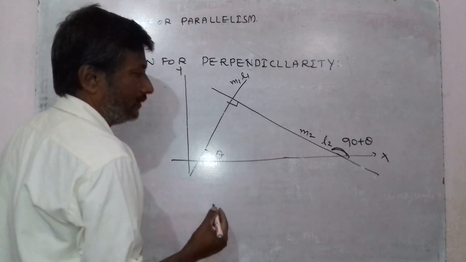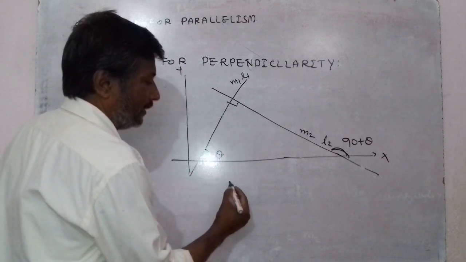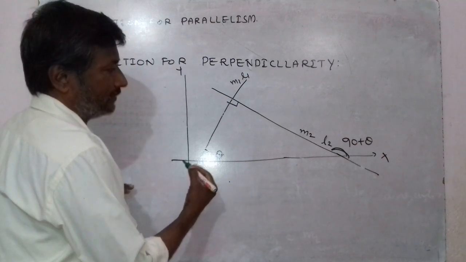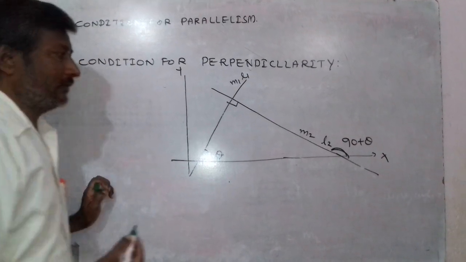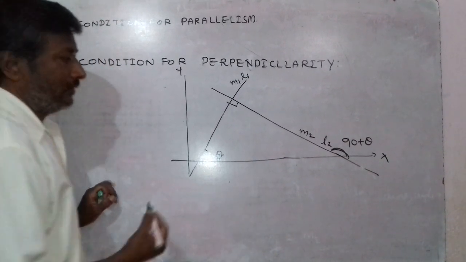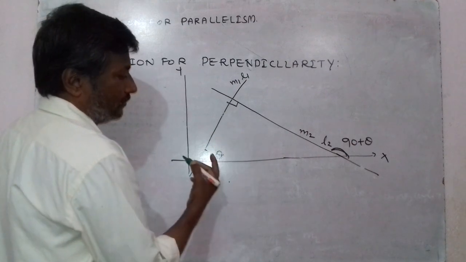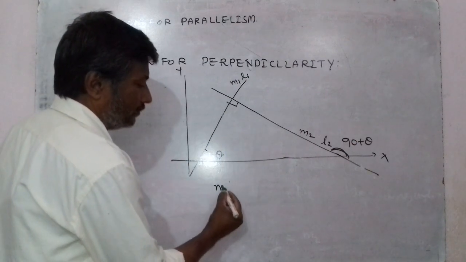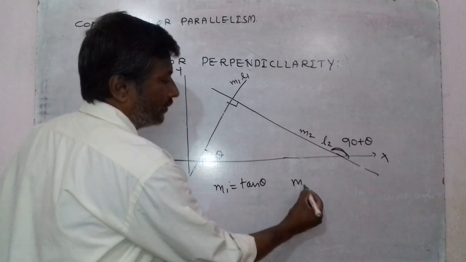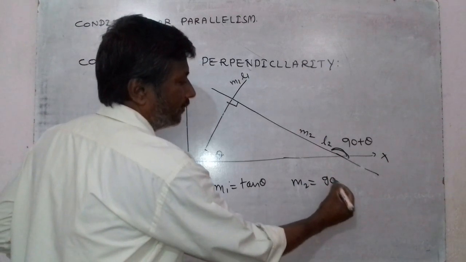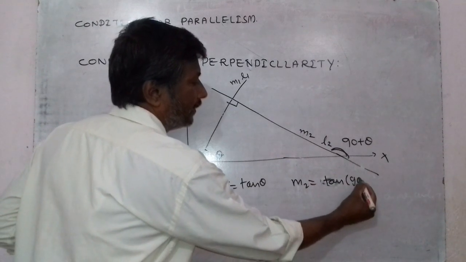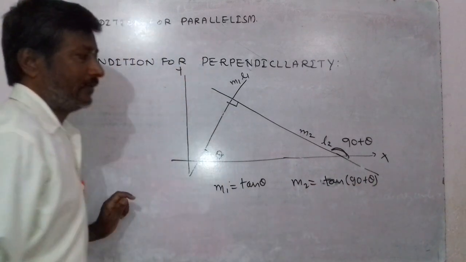We know that the angle is 90 plus theta, and this is angle theta. So for the triangle, m1 equal to tan theta, m2 equal to tan of 90 plus theta.